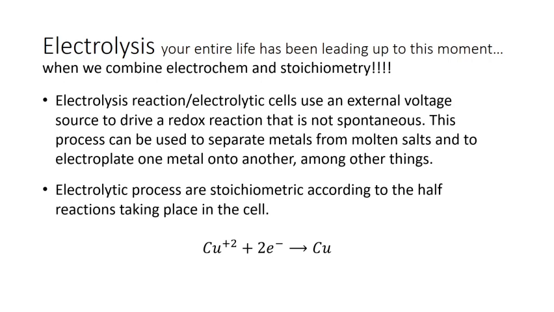And where stoichiometry fits in with this is that the electrolytic process is stoichiometric according to the half reaction taking place in the cell, right? So like here we have a stoichiometry of 2 electrons for every 1 copper ion, which produces an atom of copper, right? So that is a stoichiometric relationship of 2 to 1.